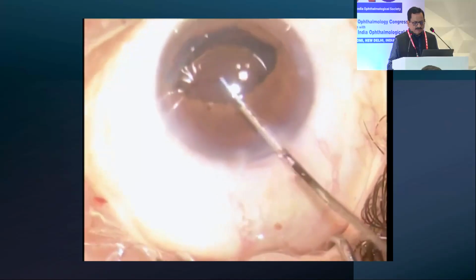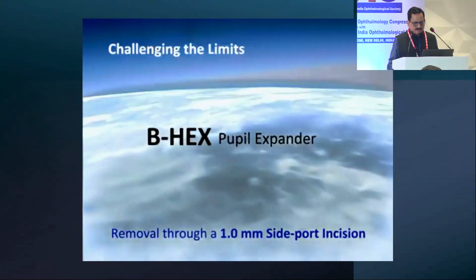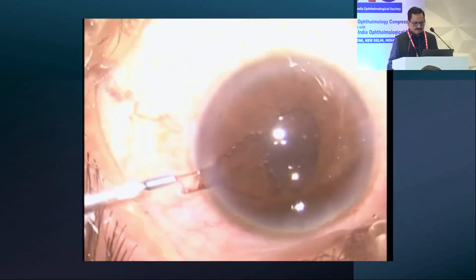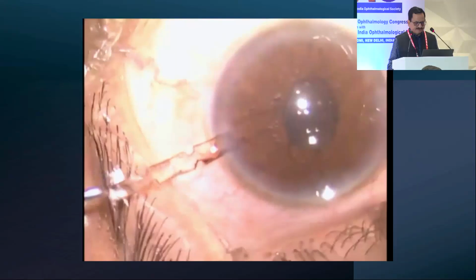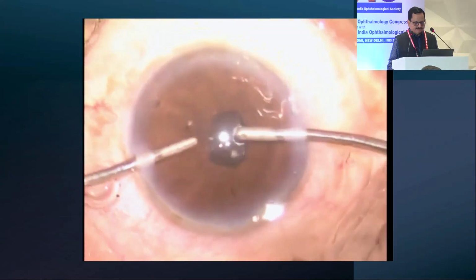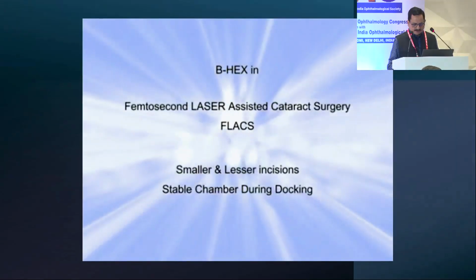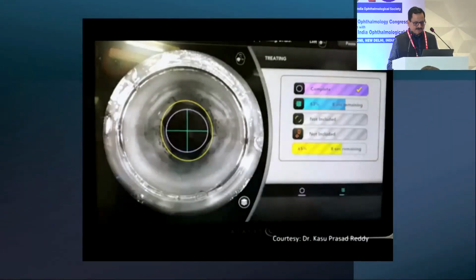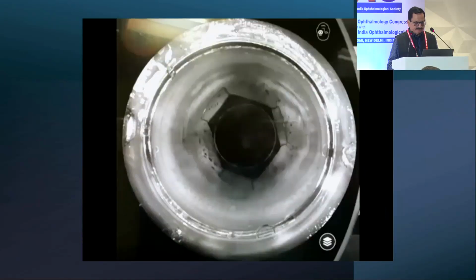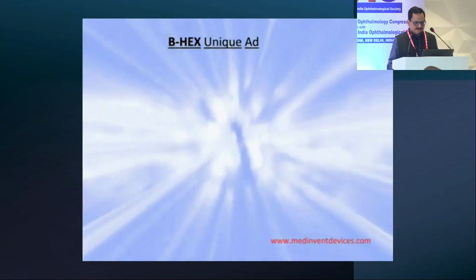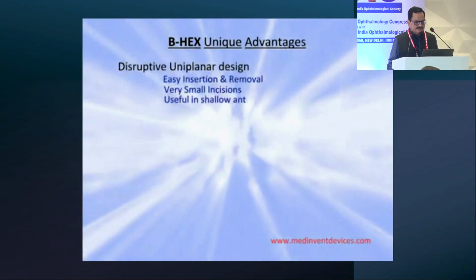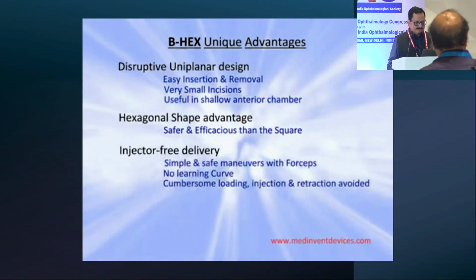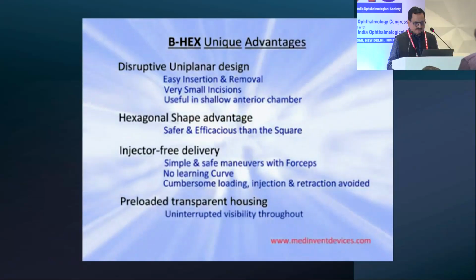Removal is so much easier than other devices that it can exit even through a 1 millimeter side port incision. And we have a wonderful round pupil at the end of surgery. This is an advantage in femtosecond laser assisted cataract surgery, where it helps maintain a well-formed anterior chamber during docking. The unique advantages are a disruptive uniplanar design, the hexagonal shape, an injector-free delivery system, and a preloaded device in a transparent housing.